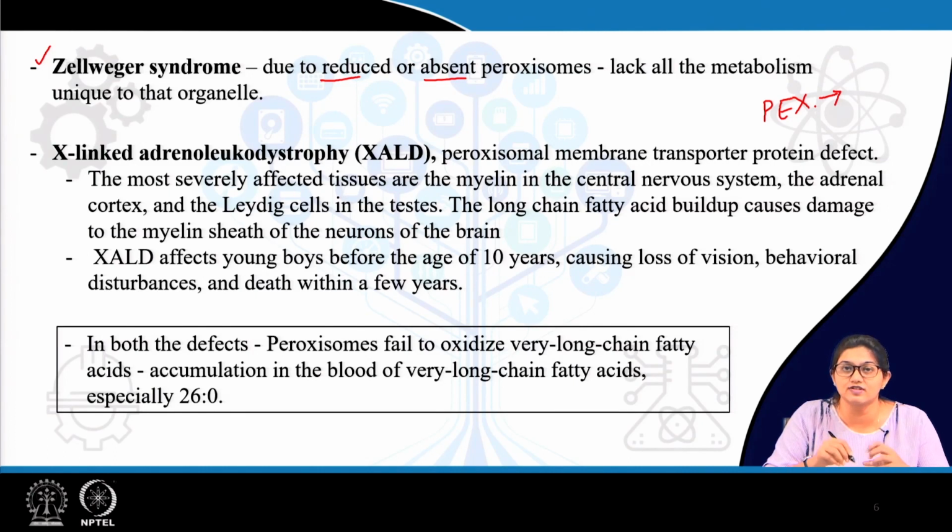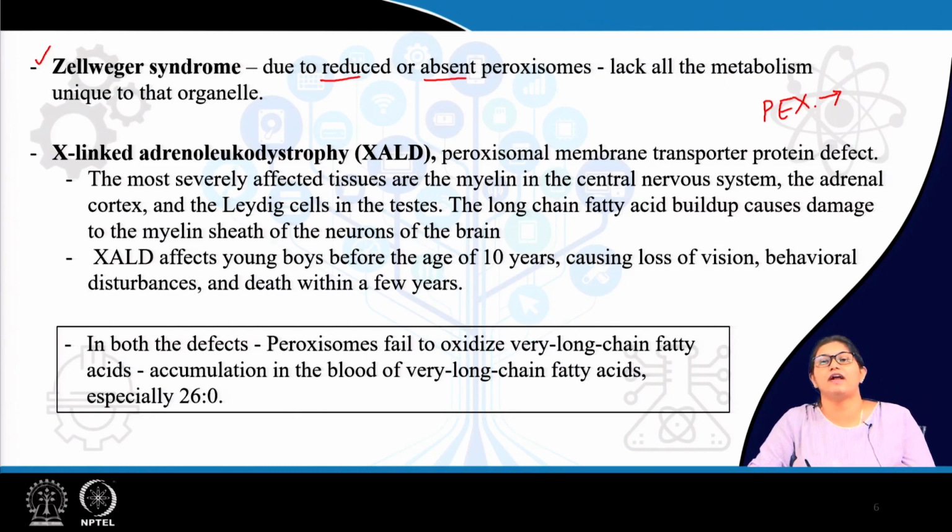Because of the deficiency of that specific protein, which is also known as peroxin, this protein deficiency causes disorganized formation of the peroxisome. Sometimes the peroxisome is completely absent. Now, what will be the effect? All the metabolic pathways which happen in the peroxisome will be absent, including peroxisomal fatty acid oxidation, which will also be hampered.